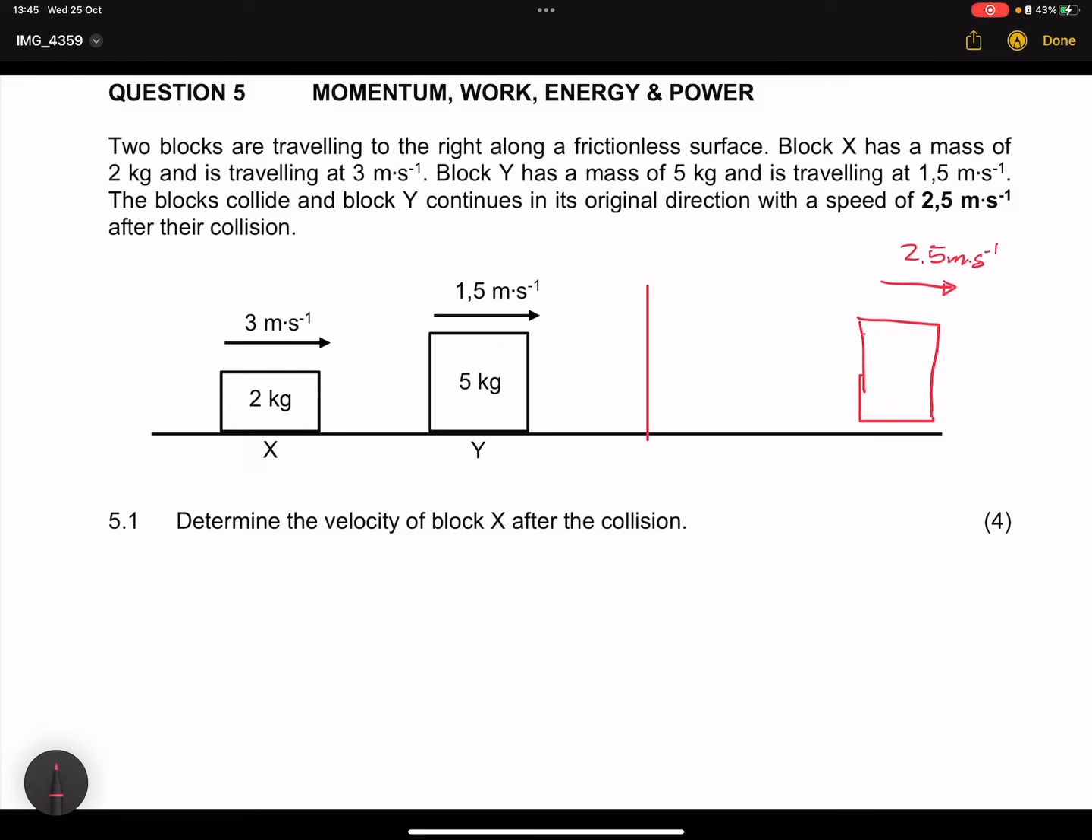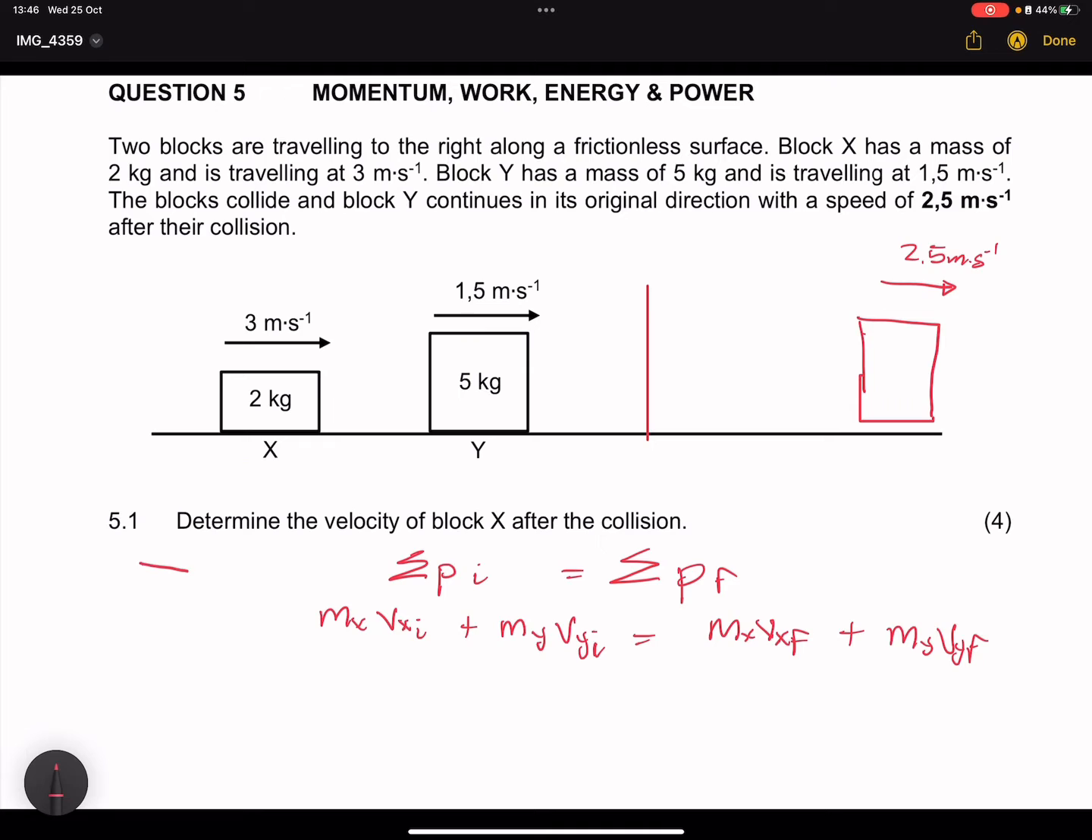So what we're simply going to say is that the sum of momentum initial will be equal to the sum of momenta final. So we've got block X, so that's the mass of X times the velocity of X initial, plus the mass of Y times the velocity of Y initial, and of course afterwards we've got the mass of X times the velocity of X final plus the mass of Y times the velocity of Y final. Now let's substitute what we can.